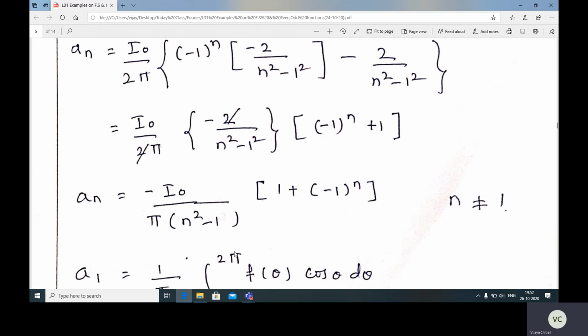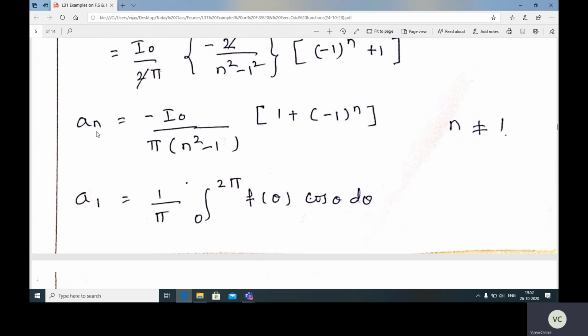If suppose n is equal to 1, you will get this term as 0, right? So this result holds good only for n not equal to 1, meaning n greater than 1, like n is equal to 2, 3, 4, 5, and so on up to infinity. But n is not equal to 1. So for n equal to 1, the result fails. That's what we need to find: a_n at n is equal to 1, meaning we need to find a_1.